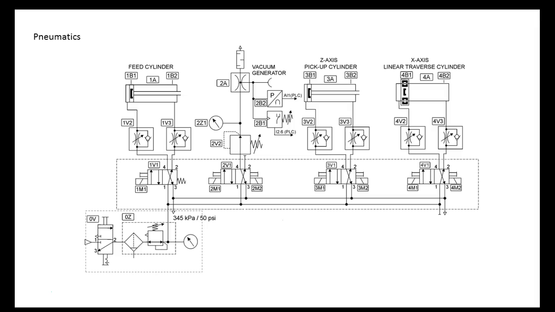In hydraulics, it's whatever the engineer prefers, meter in or meter out, it doesn't make any difference because they don't compress. But in pneumatics, we normally do what? Meter out. Here's actuator number two. So they're calling the vacuum generator an actuator. And here's the flow control valve.